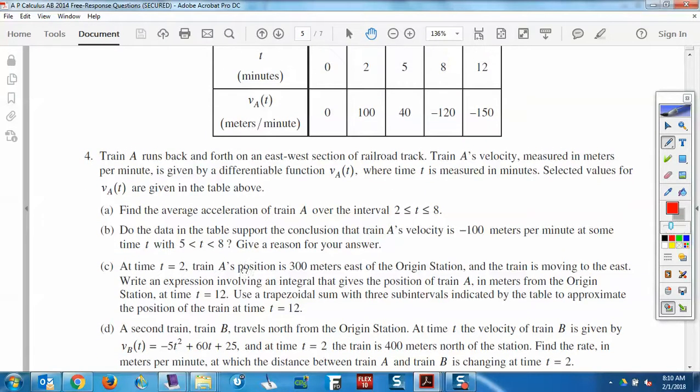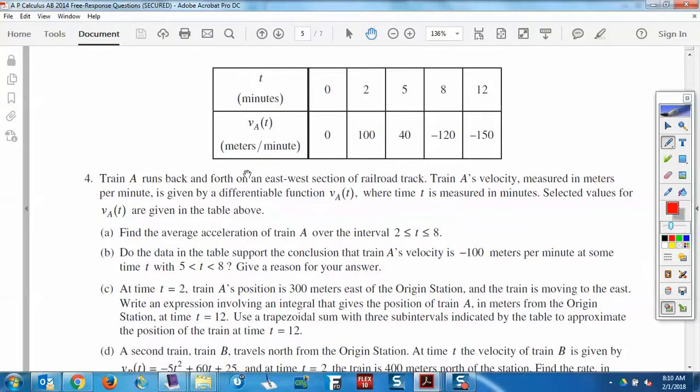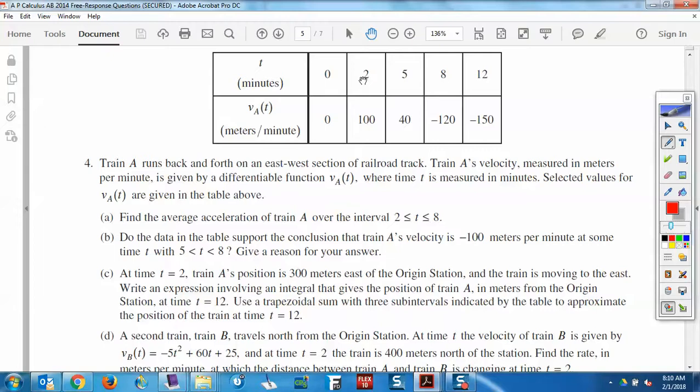Okay, here's one I want to look at. Almost always one of them is a table of data. They give them to you as functions, equations, graphs, and they usually give you a table of data. So let's look at this one here. It talks about train A. At these minutes, this is its velocity. It's going east and west.